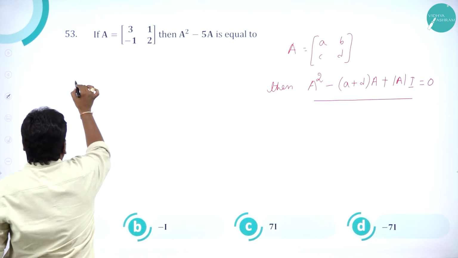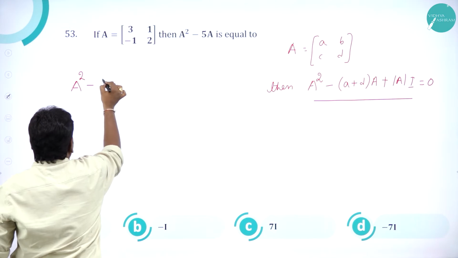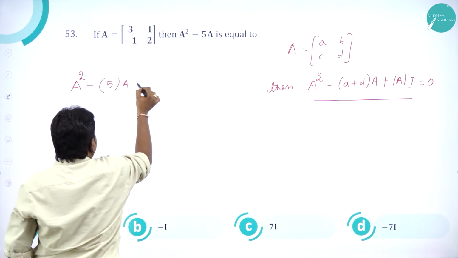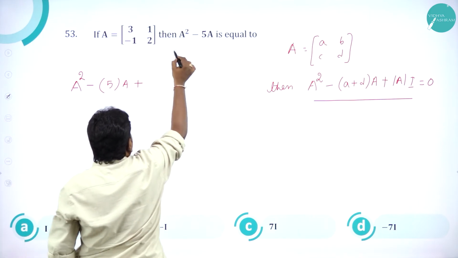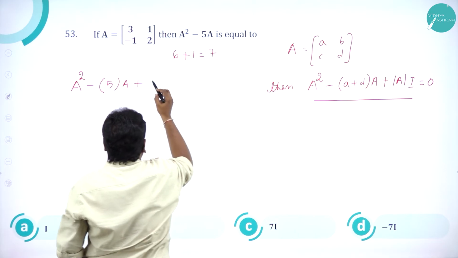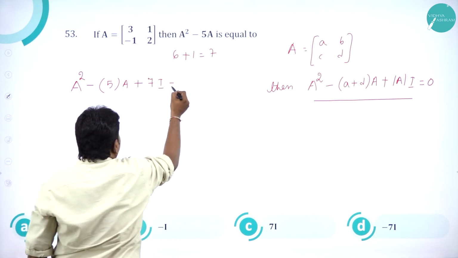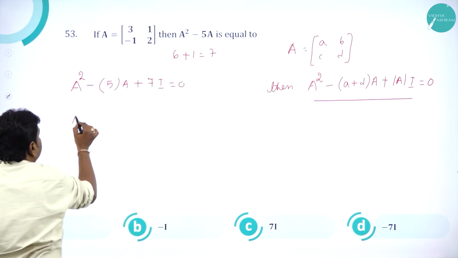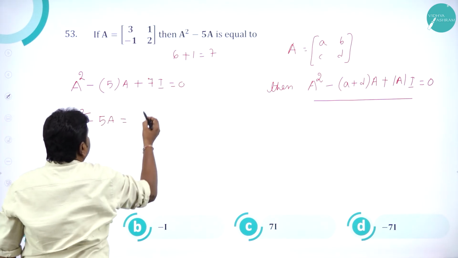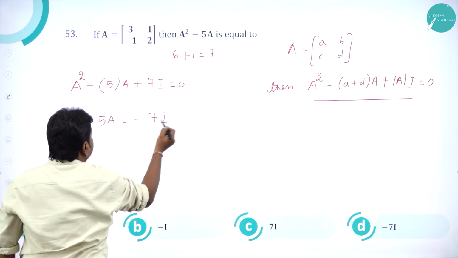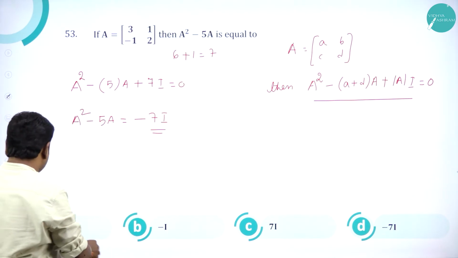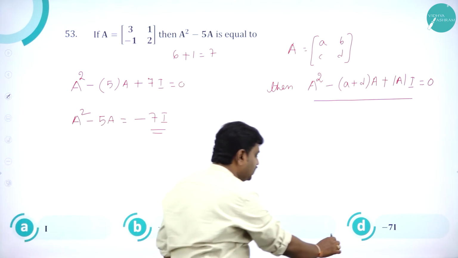Now, A square minus sum of the diagonals. Adding the diagonals, 3 plus 2 is 5A, plus determinant. What is the determinant? 3 twos are 6, minus of minus 1, plus 1, that is 7. So, plus 7I is equal to 0. Now, A square minus 5A, 7I transferred to that side becomes minus 7I. They want A square minus 5A, which is exactly minus 7I. So where we have minus 7I, option D.